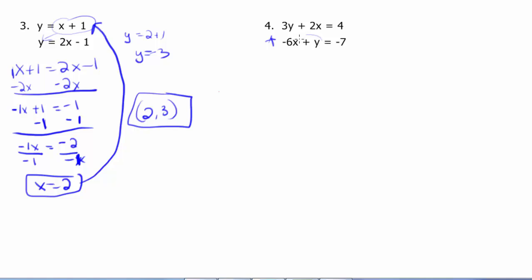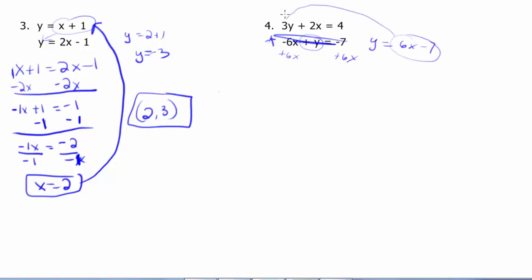Okay, so if we want to solve for y, all we have to do is add this 6x over. And since you can't add those together, it's just y equals 6x minus 7. So that becomes the new problem. So here's an equation and there's an equation. It's solved for already. I mean, the y is equal to this, so then we plug it in.